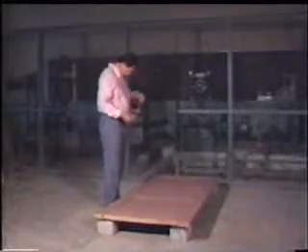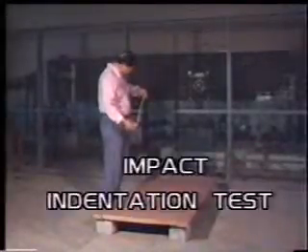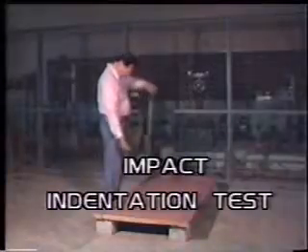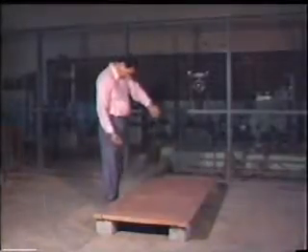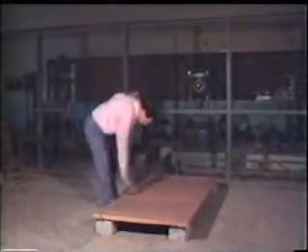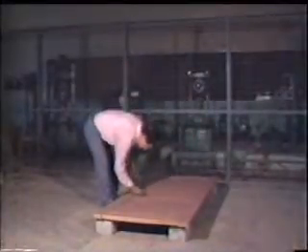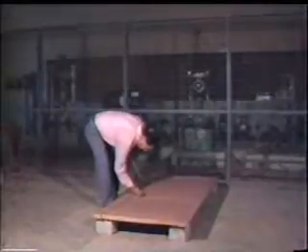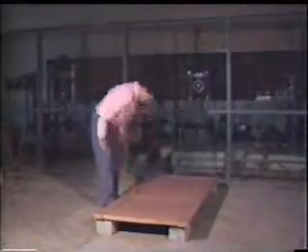The third laboratory test is the impact indentation test. The shutter is placed on 4 supports at the corners. A steel ball weighing 450 grams is dropped from a height of 75 centimeters at 10 randomly selected points away from the edges on any of the inserts, stiles, or rails.